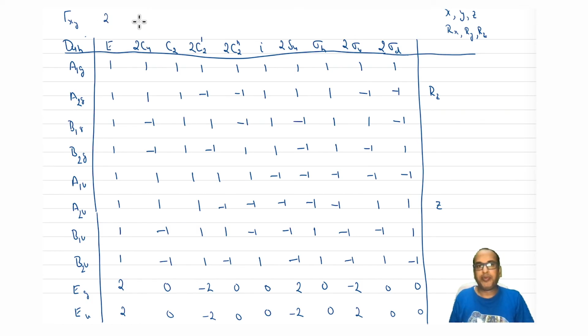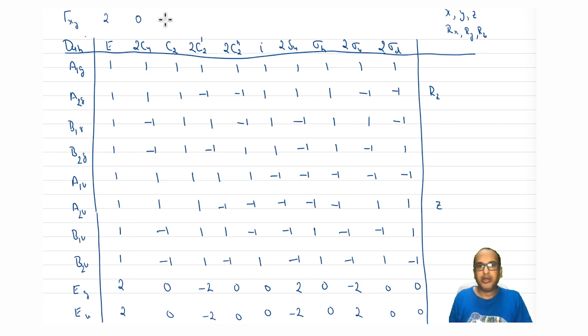For C4, x goes to y, y goes to minus x. That means it will be 0, 0. Both of them will be 0, because suppose if x goes to minus x, then for x it will be a minus 1 trace, and for y it will be a minus 1. But in this case, x goes to y because it's a C4, and y goes to minus x. So both of them will contribute nothing to the diagonal, and that will be 0.